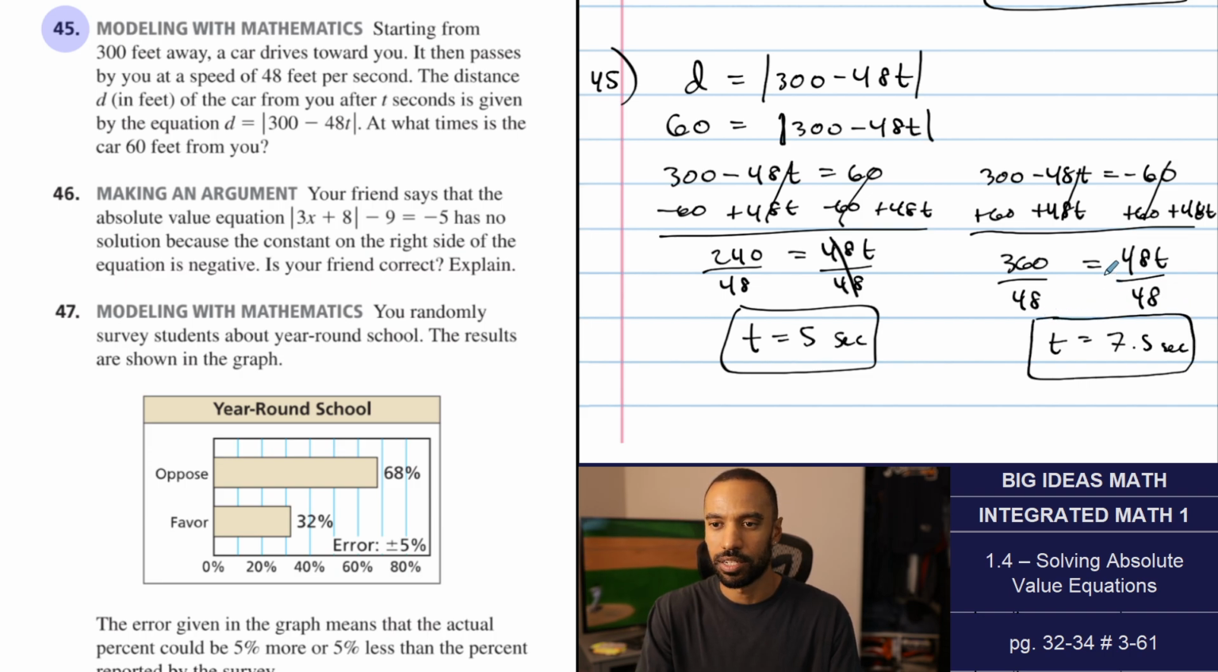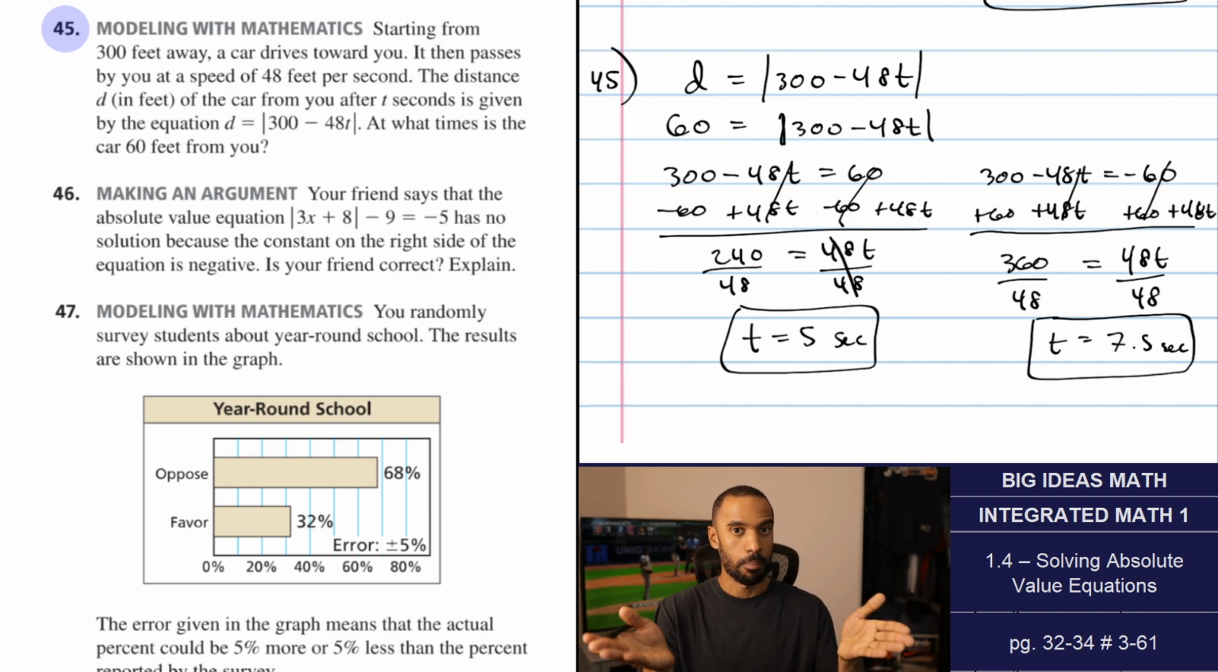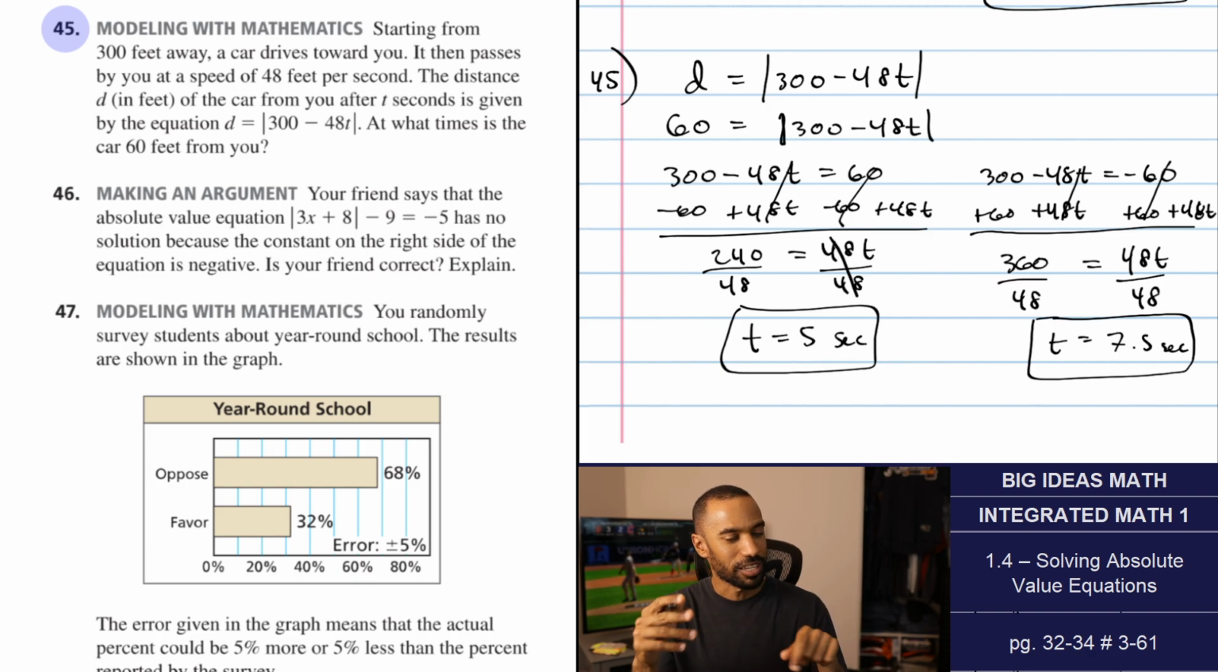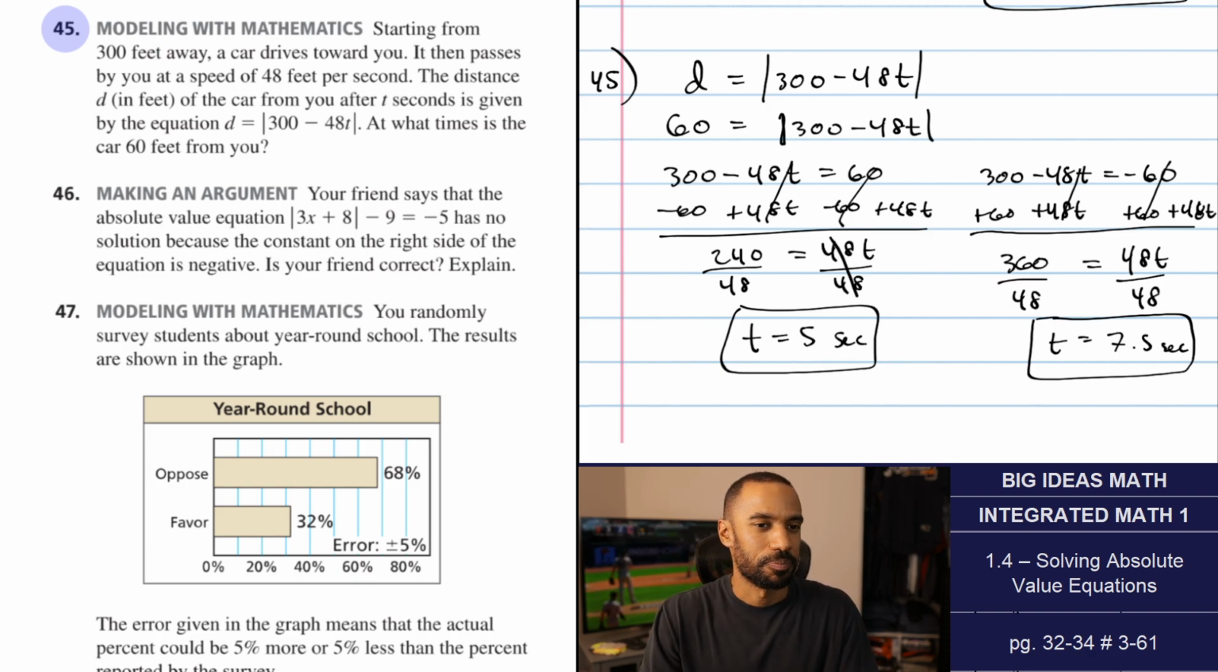5 seconds into the old drive and 7.5 seconds into the old drive. Which means the car met me halfway between 5 and 7.5 seconds, right? 6.25 seconds. Making an argument. Number 46, making an argument.